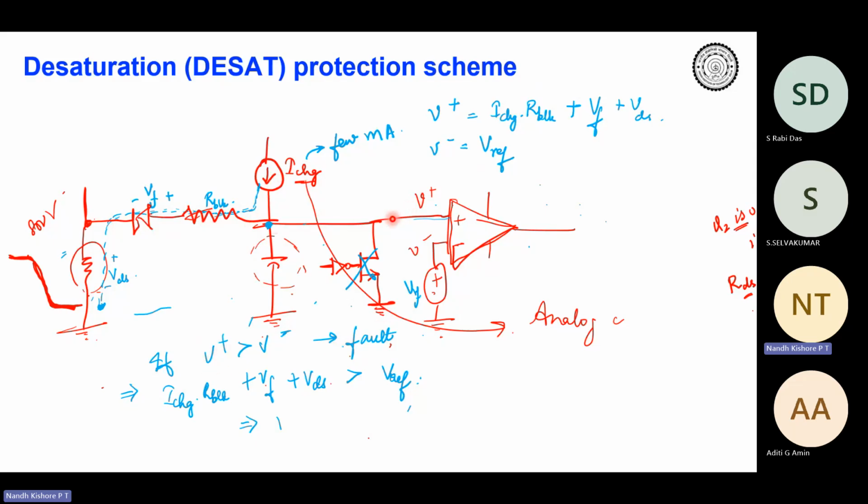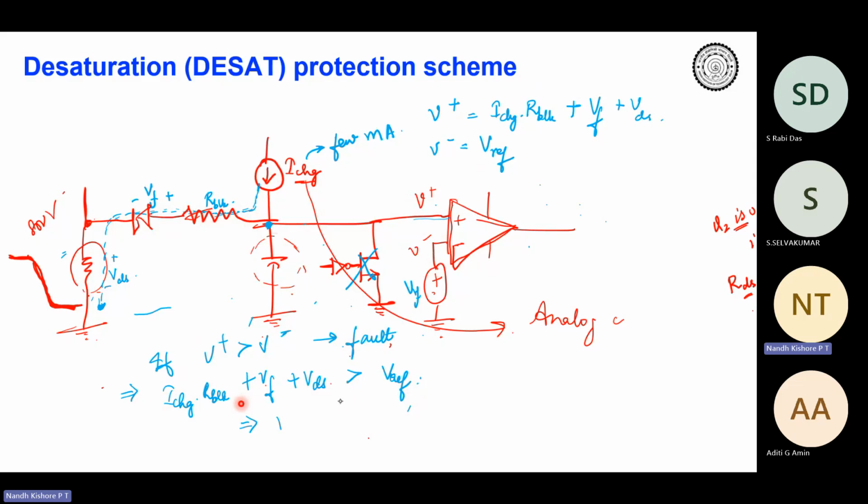V plus is obviously more than V minus, only then a fault is detected. That is, I charge into RBLK plus VF plus VDS should be more than VREF, right? So this is the condition at which the overcurrent protection mechanism gets triggered. That is, not only VDS more than VREF, additionally these two drops are also getting added up.